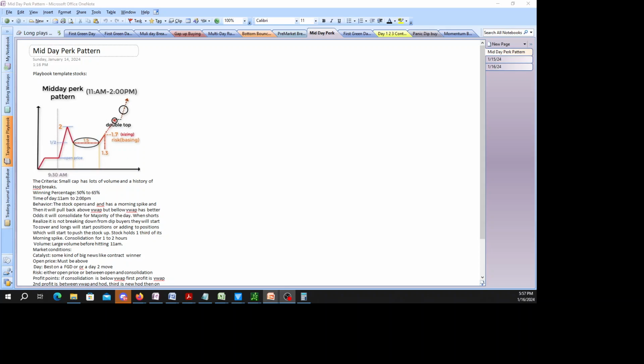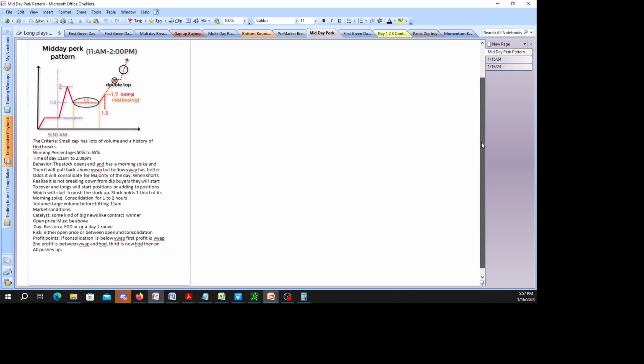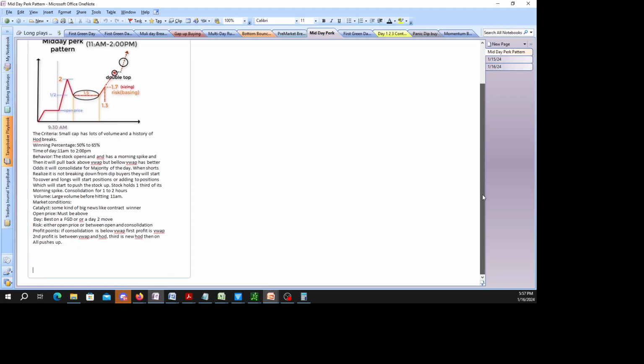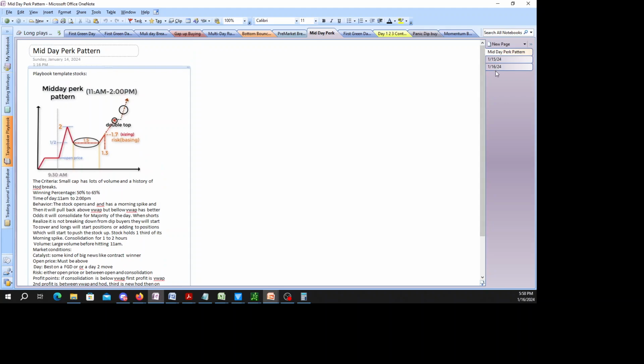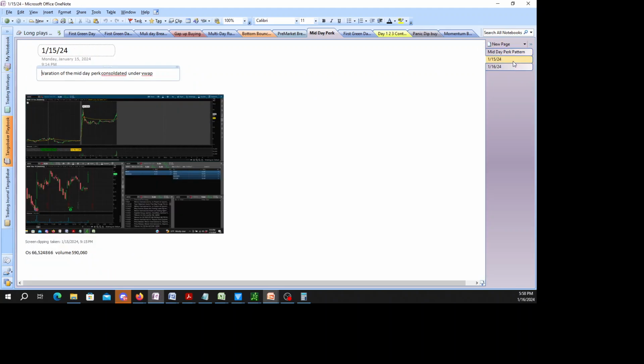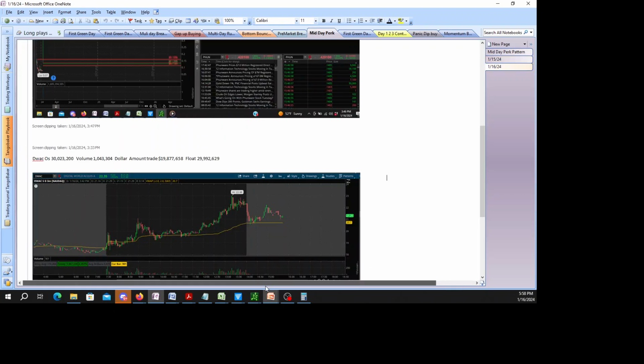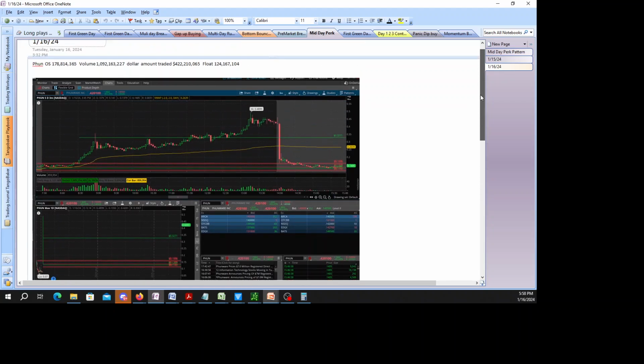Okay, so this is the midday perk pattern, with the drawing of it, explaining everything about the midday perk pattern, and then descriptions of how to make it work. So what I'm going to be doing is, from the main page of the midday perk pattern, I'll be adding screenshots of stocks that match those trades. So what's currently happening, and then I'll be building stats and everything from that.